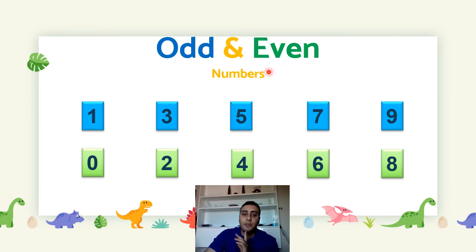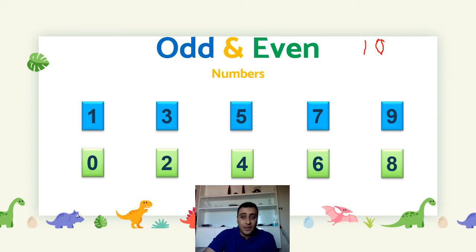Odd and even numbers, if you put them in a line, it's going to be like this. Odd: 1, 3, 5, 7, 9. Very good. Even numbers: 0, 2, 4, 6, 8. Okay. Now, I'm going to ask you a question. Number 10, is it odd or even?